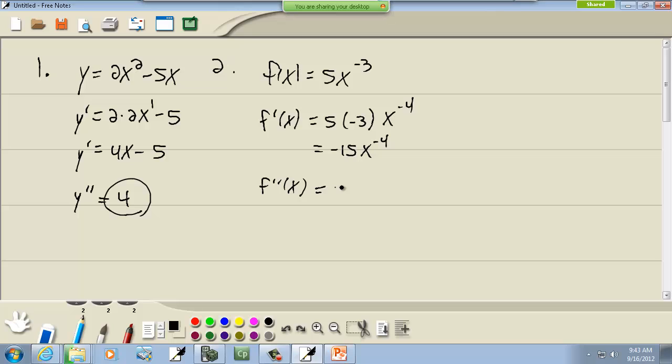And then for our second derivative, take your power, put it out in front, lower it by 1. Negative times a negative is positive. 15 times 4 gives us 60. X to the negative 5. And we don't want any negative exponents, so we take the x and negative 5 to the denominator, and we get 60 over x to the positive 5.